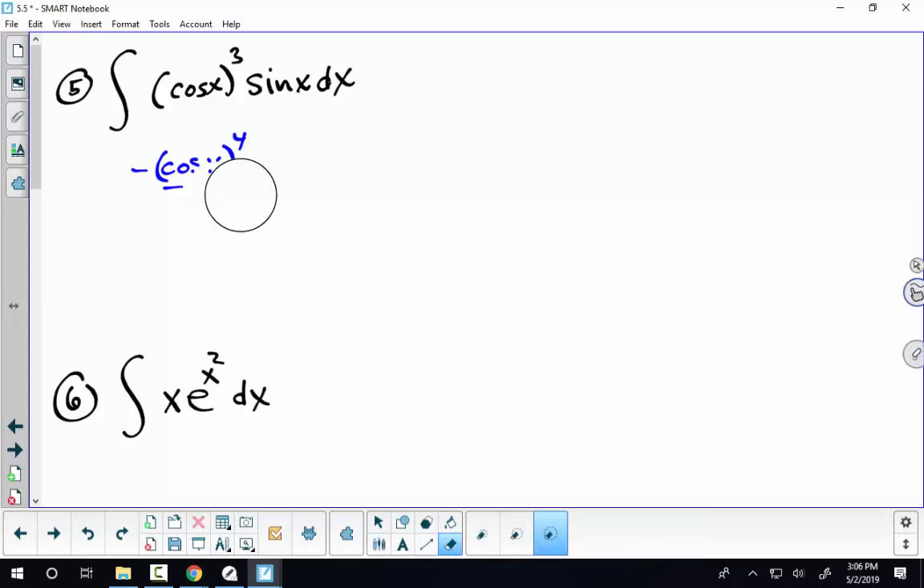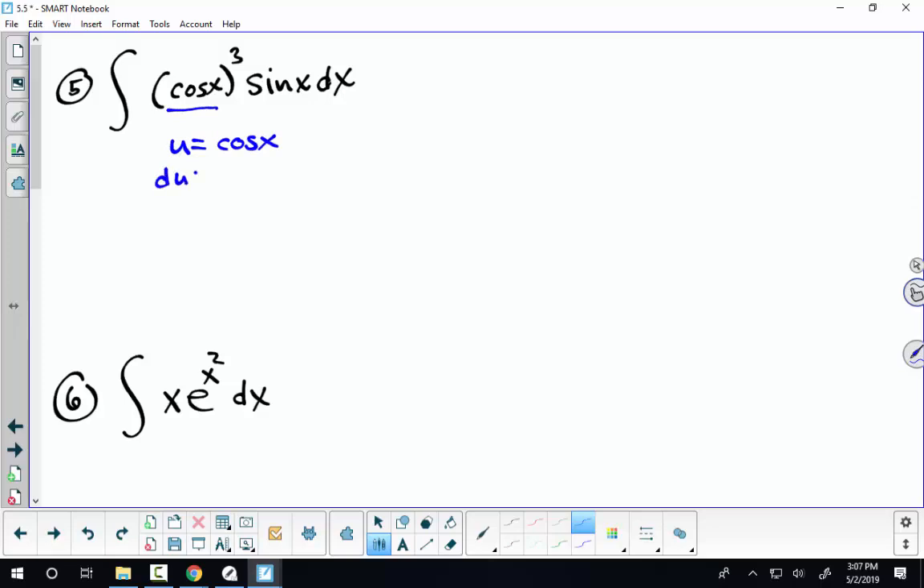If you check your antiderivative, if you just had cosine to the fourth over 4 and you check your derivative, you should see that it's off by a negative. So this is our u. Then the du means the derivative of cosine of x with respect to x. The derivative of cosine is minus sine.